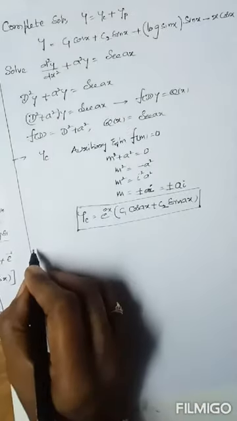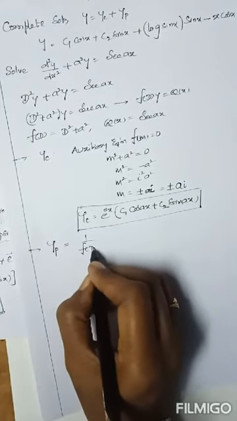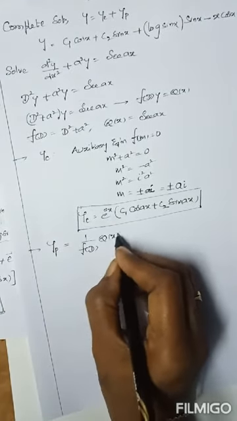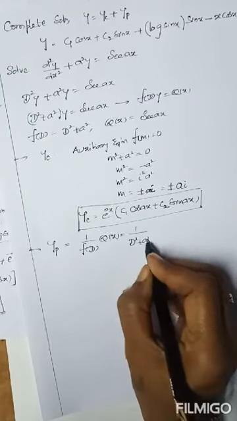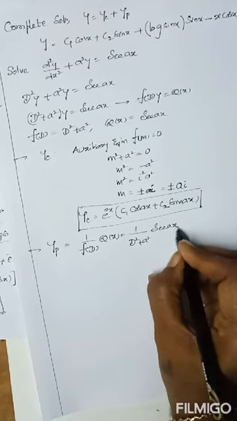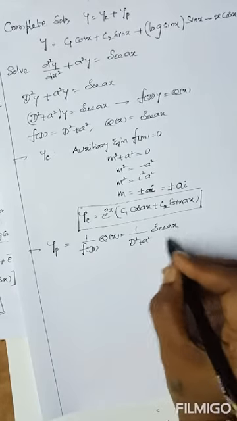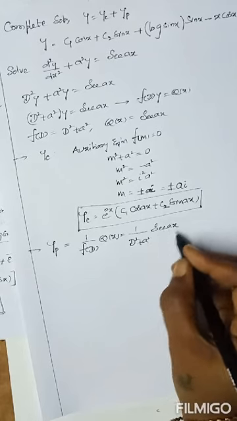After that, yp. The yp formula is 1 by f of d into q of x. Here, in the present problem, f of d is d square plus a square, and q of x is secant ax. Now, for q of x equal to secant ax, there is no working procedure for this type of one.